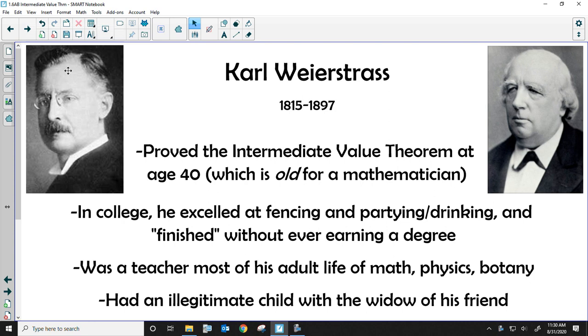Section 1.6. Every now and again, I have fun little history topics. So here's our first one. They're usually pretty entertaining of some sort. Feel free to pause and read through this if you want.